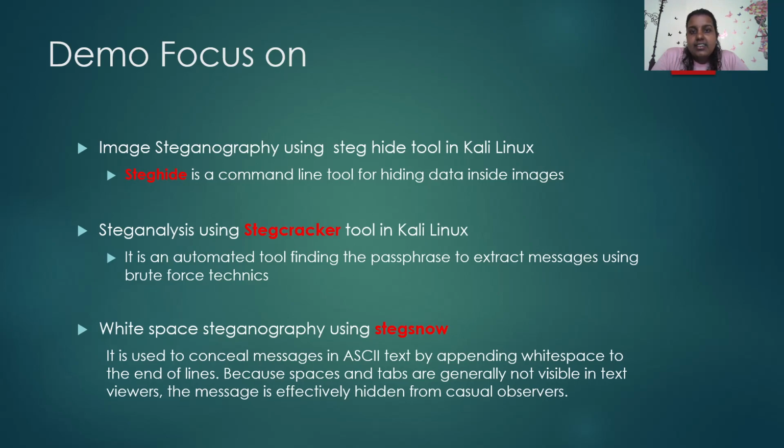Hiding a message within white space is very easy, because white space and tabs are very common within a document. Finding white space within a document is like finding a polar bear within snow. So we use the Stegsnow tool for hiding messages in ASCII text by appending white space to the end of lines. Because spaces and tabs are generally not visible, it's not easy to find from a user perspective.